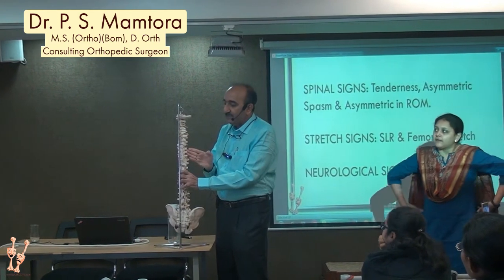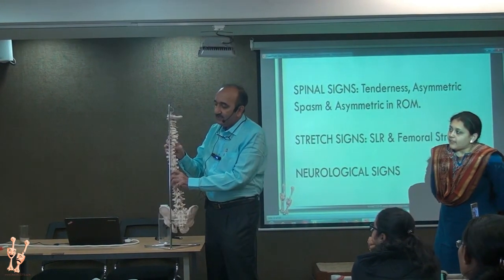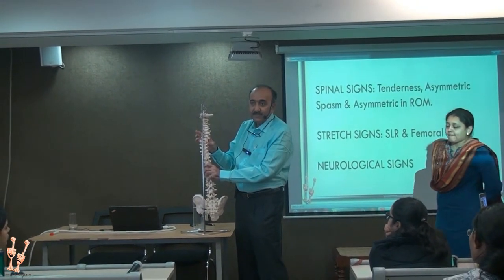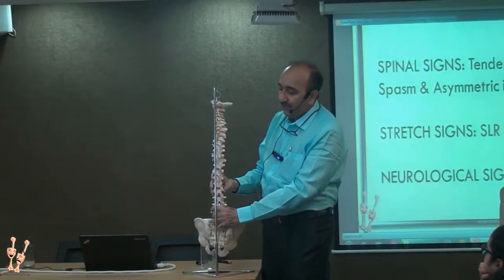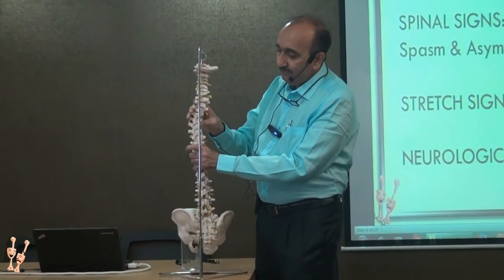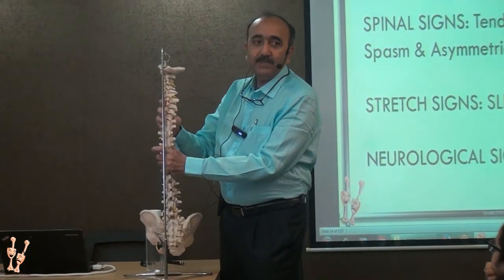So the dorsal spine has ribs here. See, when you bend, there is rotation also. Can you see that? It can't be a pure lateral movement, like in the lumbar. So here, there is always a rotation taking place.